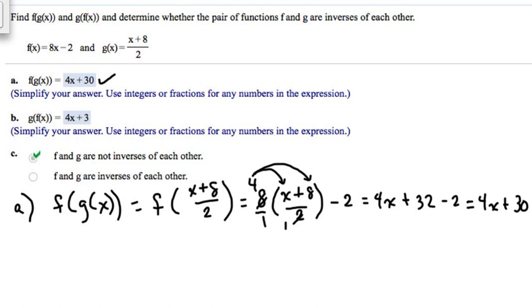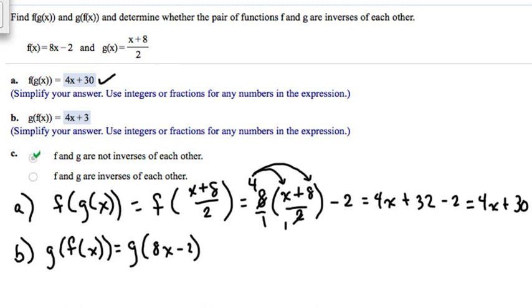Okay, so let's do part B. And this states that we have to find g of f of x this time. So this time we're taking the first function and plugging it into the x of the second function. So what I'm going to write is g of, I'm going to write down what f of x is, and we're told that f of x is 8x minus 2.